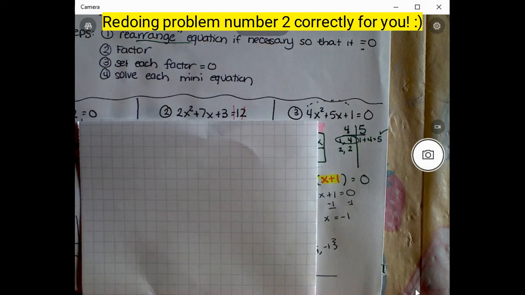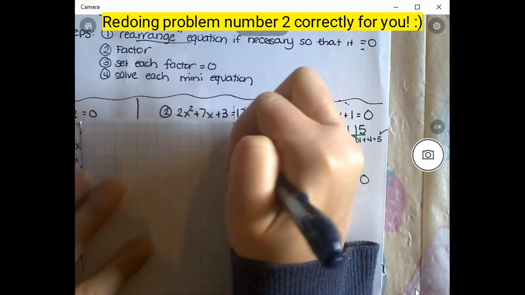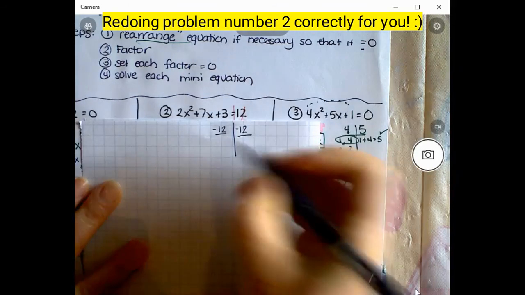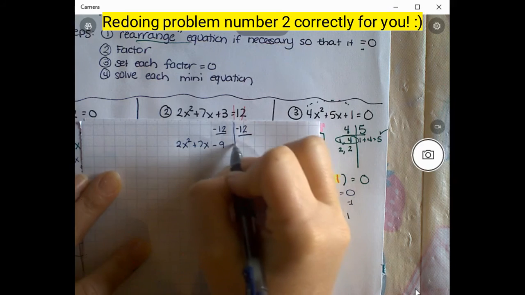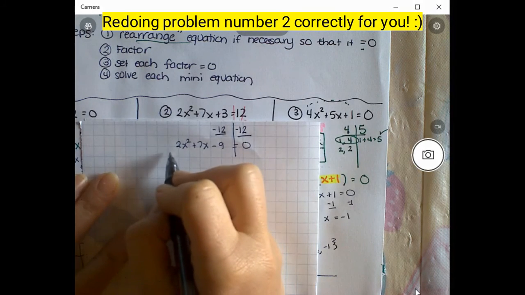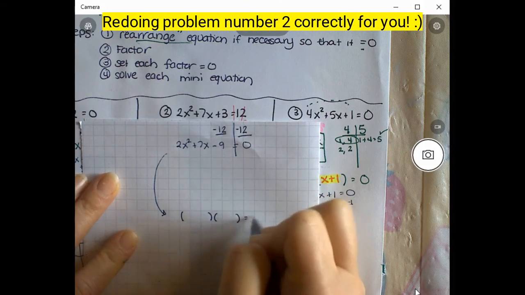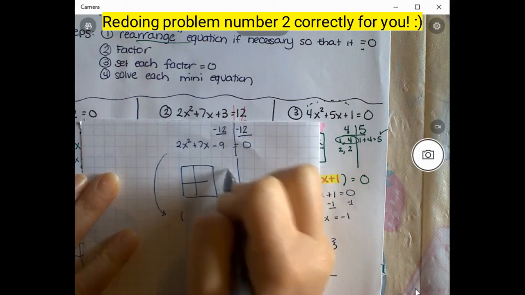So let me look and see where I made a mistake. All right, so first we need to get it equal to 0. So I'm going to subtract 12 from both sides. 2x squared plus 7x minus 9 equals 0. There is no GCF, so we're going to move straight into setting up our answer. Setting up our box and our t-chart.